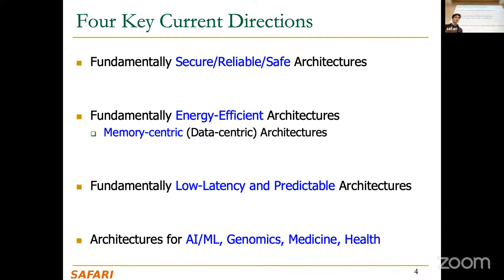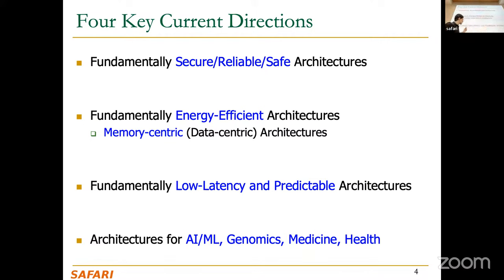Another important research direction is fundamentally low latency and predictable architectures, because latency is also important. You will see many examples in this course where we try to maximize the throughput, meaning we try to do as much work as we can in the unit of time, but there are also some important applications that require us to be as fast as possible. Think, for example, about machine learning inference or neural network inference, right? If you are an individual user, you want your results to be served as soon as possible. So you want low latency in the execution.